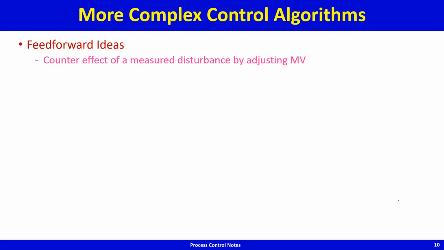So the principal idea is to counter the effect of a measured disturbance by appropriately adjusting the manipulated variable. The adjustment in the manipulated variable must be made in such a manner that it counters the expected effect of the disturbance. Of course, the disturbance must be measured. Otherwise, you don't even know whether the disturbance has occurred or not. You need dynamic models of both how the MV affects the CV and also how the measured disturbance affects the CV.